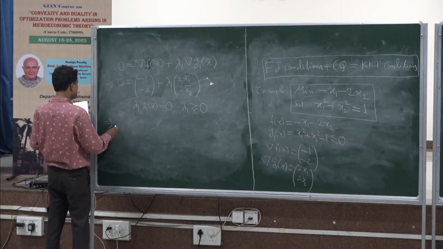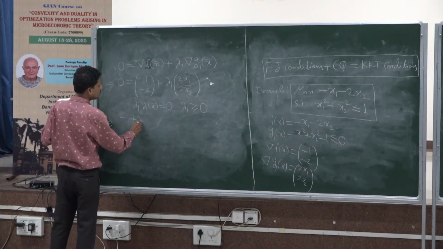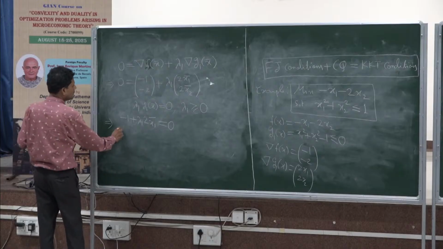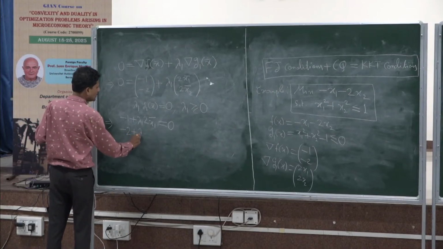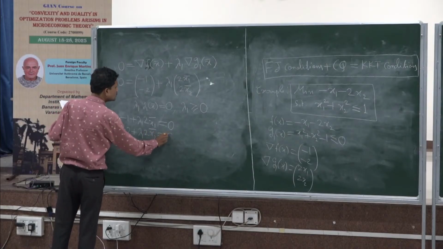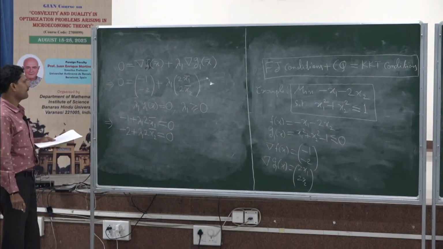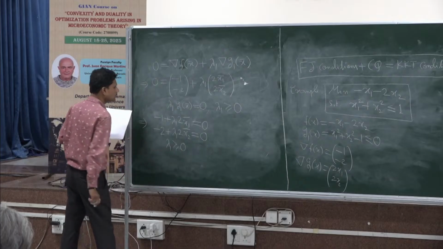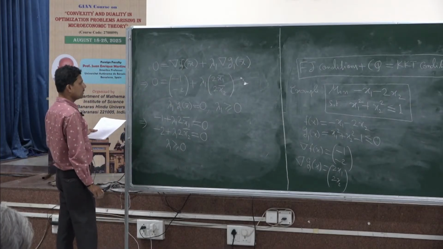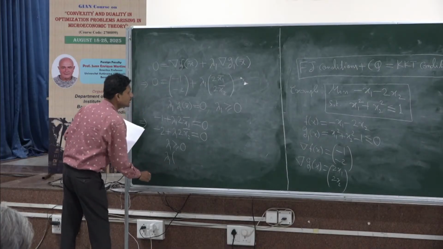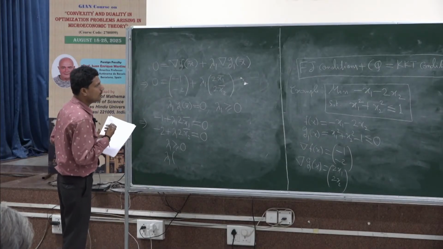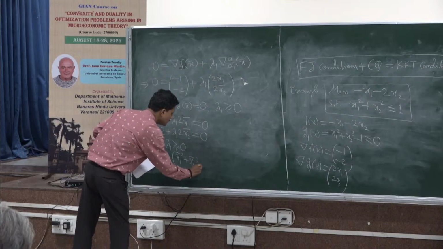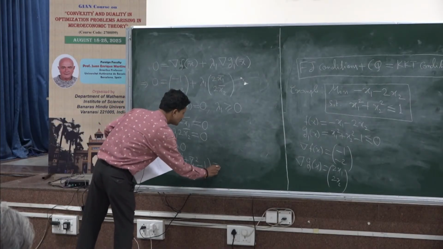So that will give you the first one, minus 1 plus lambda 1 times 2 x1 bar is equal to 0, and minus 2 plus lambda 1 times 2 x2 bar is equal to 0, right? And this lambda 1 is greater than or equal to 0. And what is g1? g1 at x bar is x1 bar square plus x2 bar square minus 1 is equal to 0, right?